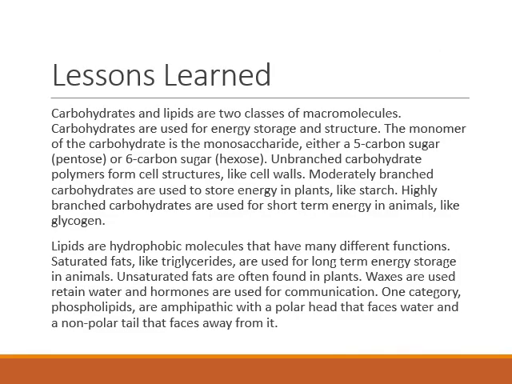So there we have carbohydrates and lipids. We talked about how they're both 2 of the 4 classes of macromolecules. Carbohydrates are used for energy storage and structures. The monomer of the carbohydrate is the monosaccharide, which are simple sugars. It could be a 5-carbon, it could be a 6-carbon. These sugars can come together to form either unbranched carbohydrate polymers or moderately branched or highly branched polymers, and each of those would have different functions because, as we know, form determines function.